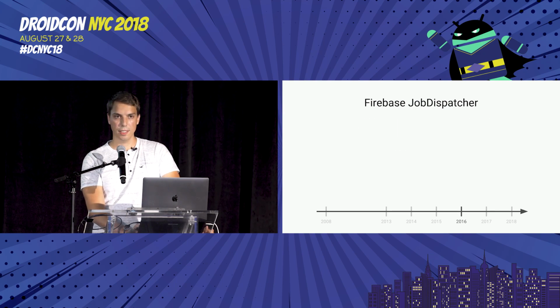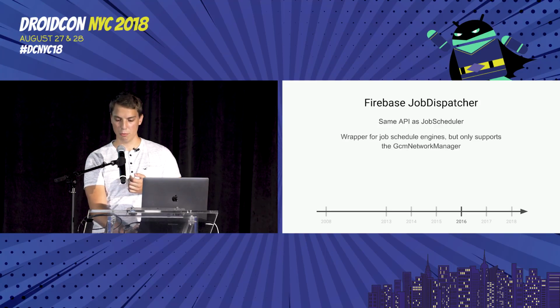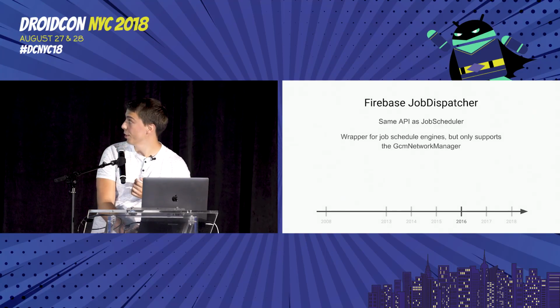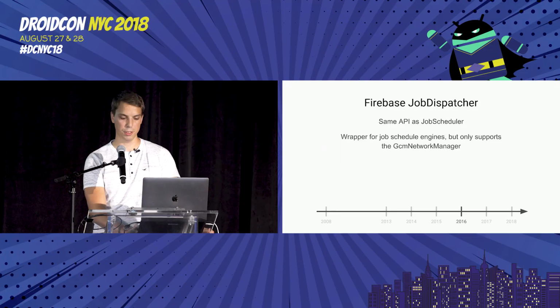Next year, in 2016, Google released another library called Firebase Job Dispatcher, and the intent of the Firebase Job Dispatcher was to provide something similar to Android Job, a wrapper around existing APIs. And it uses exactly the same API as Job Scheduler, so that was nice if you were familiar with this API. The problem is that it only wrapped one API, and that's the GCM Network Manager. And here again, you have the same constraints. If the Play services aren't available, you cannot use Firebase Job Dispatcher. So it didn't really solve the problem.